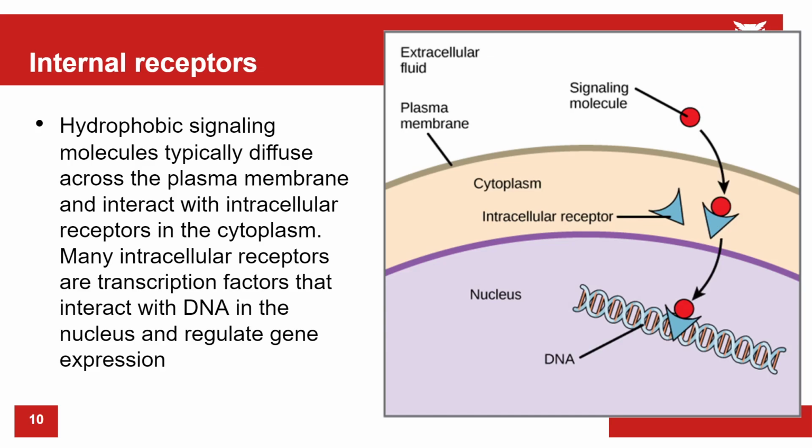On those, you don't need an external receptor. You can just have one on the inside right here. So you've got the plasma membrane. The signaling molecule, also called a ligand, will pass through it, attach to the intracellular receptor, which starts a cascade effect, and it will do something else. These intracellular receptors can interact with DNA to regulate gene expression, for example, turn on a gene or turn off a gene.